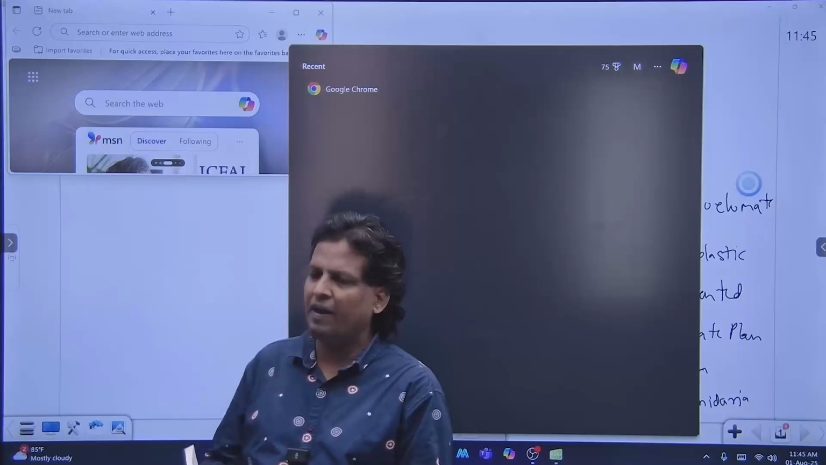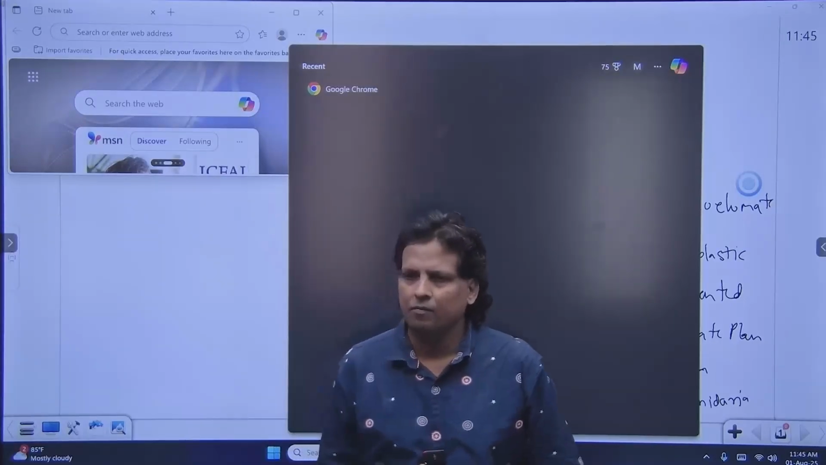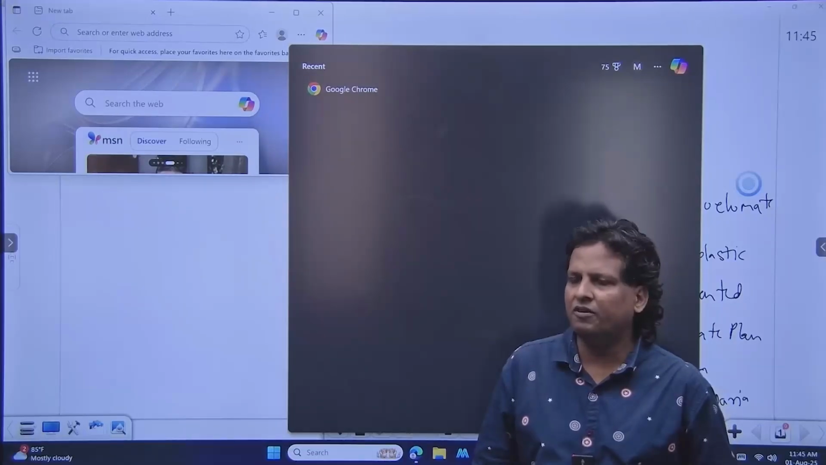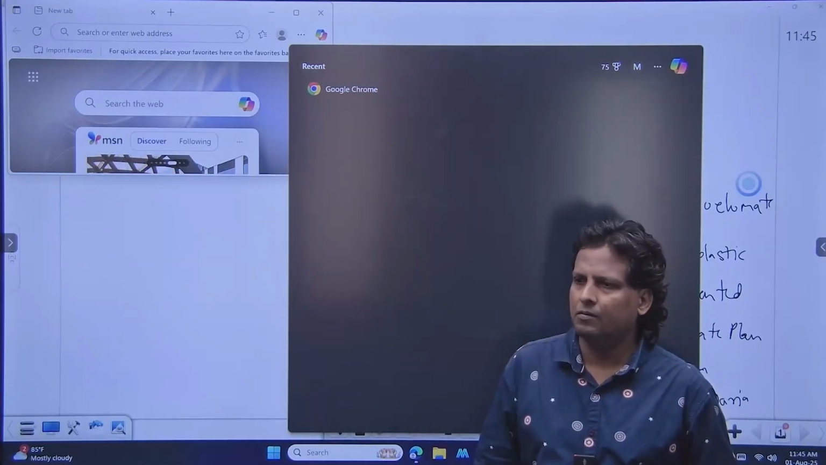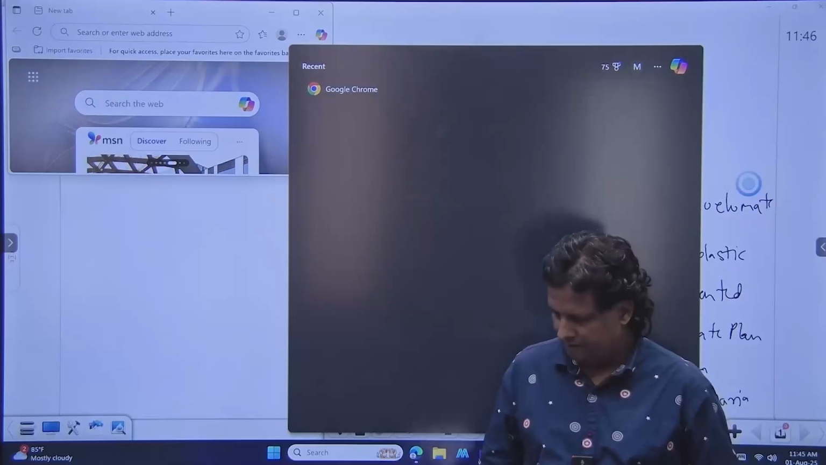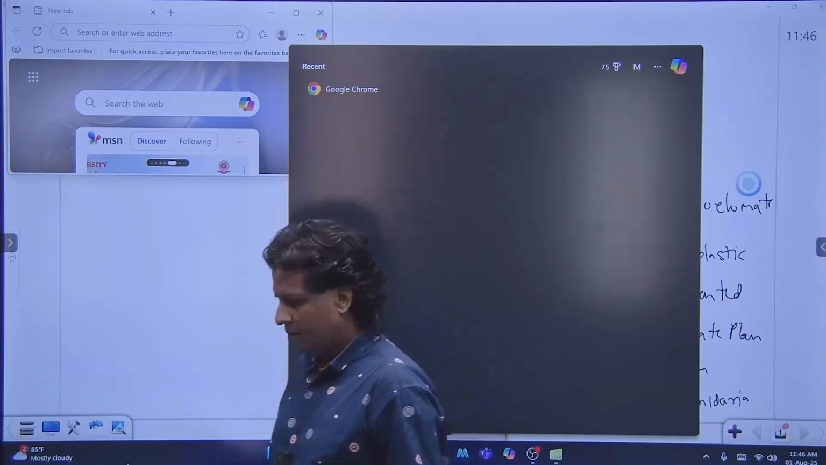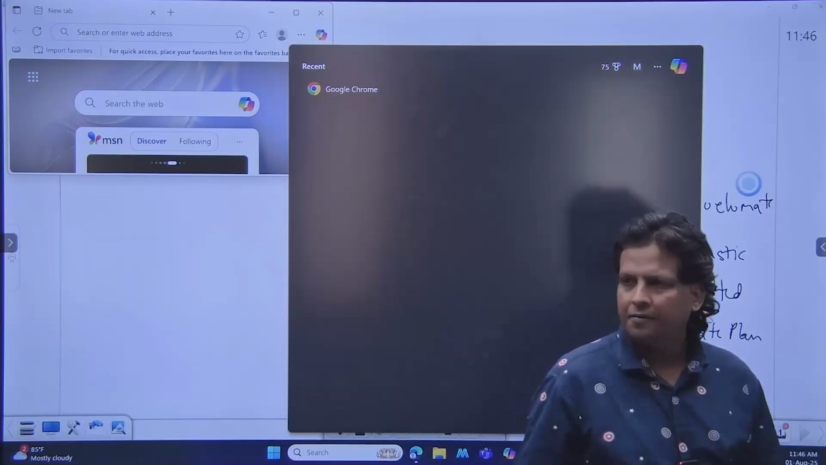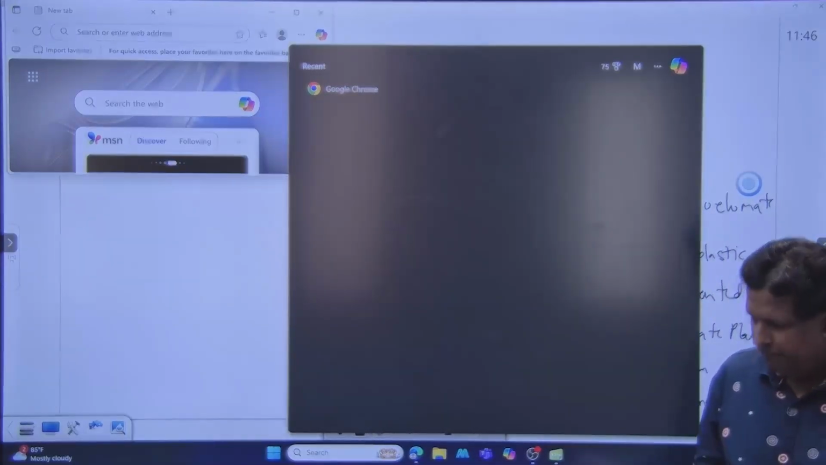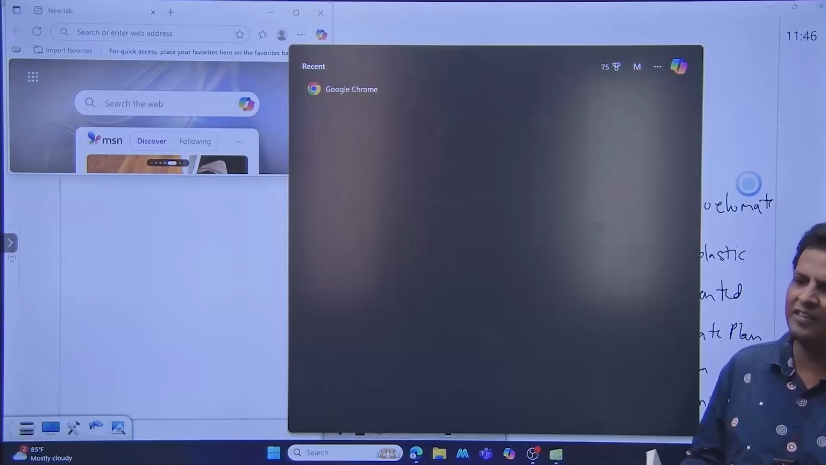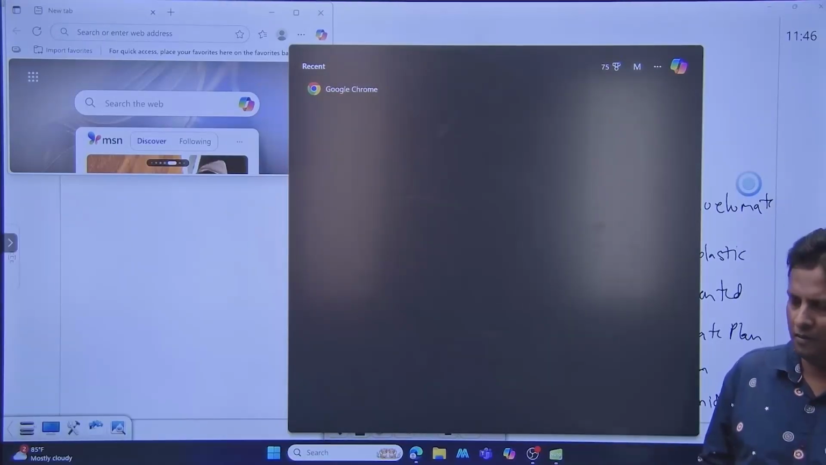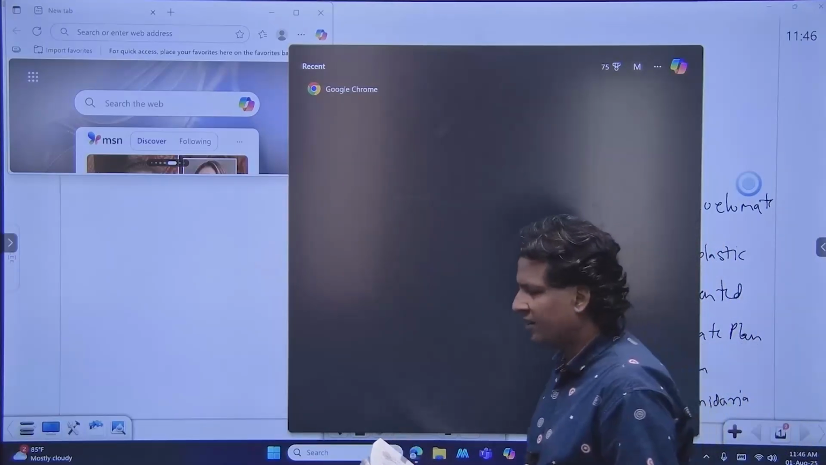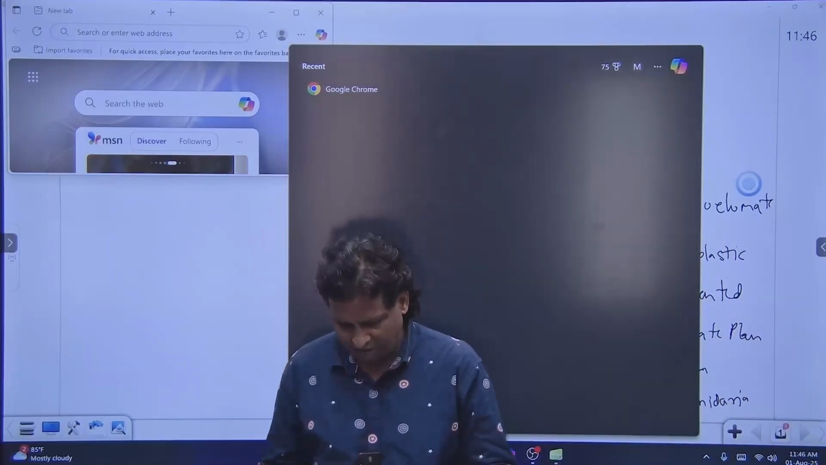Cnidarians reproduce by which type? You tell me. Asexual reproduction takes place by what? Right. Budding means segments are formed. Regeneration means a new animal is formed from the old one. Sexual reproduction takes place by gamete formation. Gametes are formed.